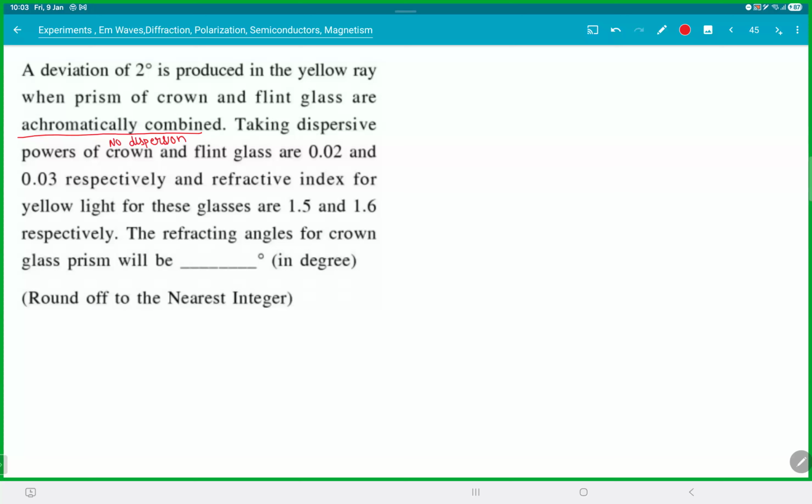Taking dispersive power of crown and flint glass, the dispersive power is that one, the omega symbol. Think for a minute. Not tough, but kind of a neglected topic, because the questions are also a little rare on this. They really don't ask too many of them, but they do come once in a while.